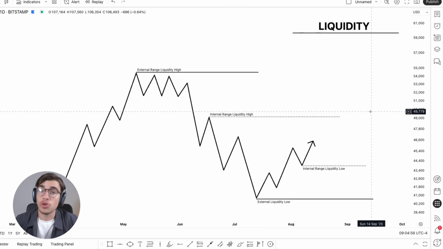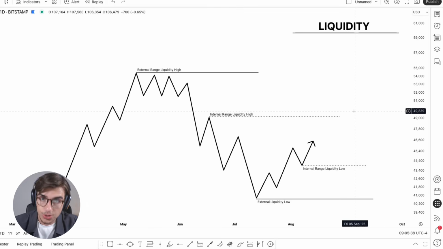So the first thing, and arguably the most important concept out of any concept that ICT teaches, is going to be liquidity. Now, liquidity is a very well-known term in the financial space. It is essentially just another word for money, right? We can say there's a lot of liquidity in a certain market. That means there's a lot of money in that market. We can say that a person is a highly liquid trader, which means he's a trader that possesses a lot of money. Now, when an ICT trader says liquidity, he refers to stop losses.